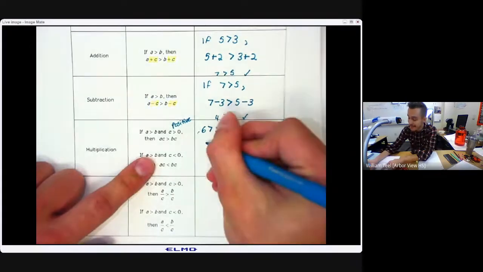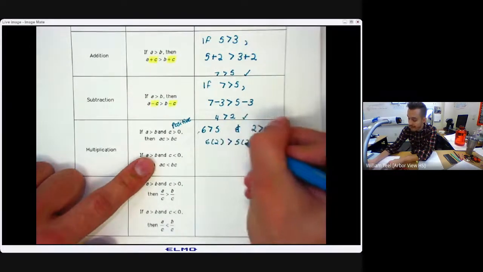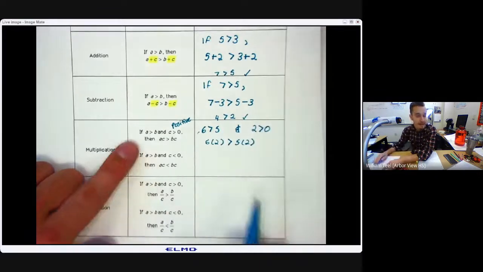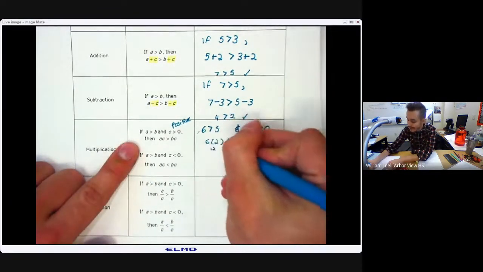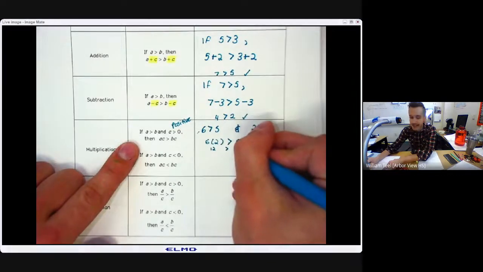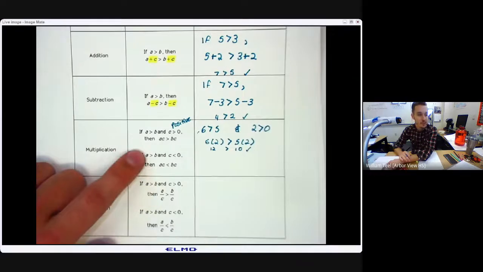So we'd have 6 times 2 would still be greater than 5 times 2. And that's a true statement, right? Because 6 times 2 is 12. And I know that 12 is still greater than 5 times 2, which is 10. So that means it's a true statement. This property does hold true.